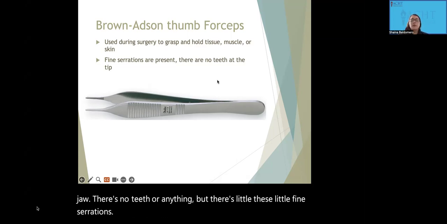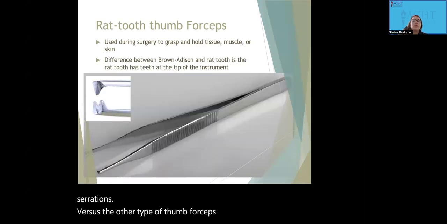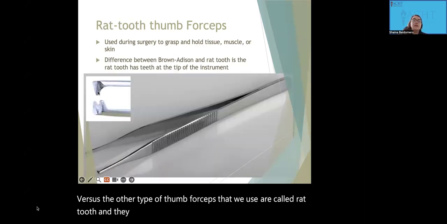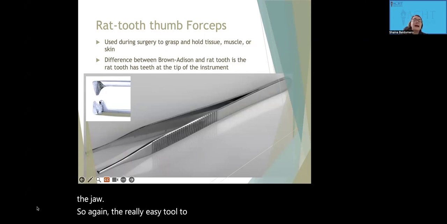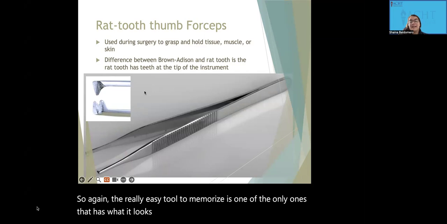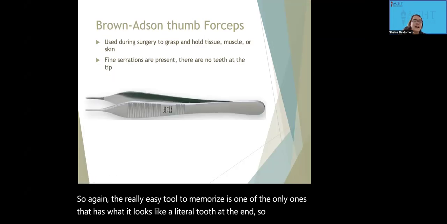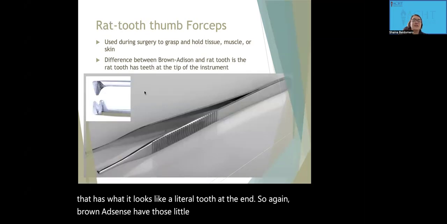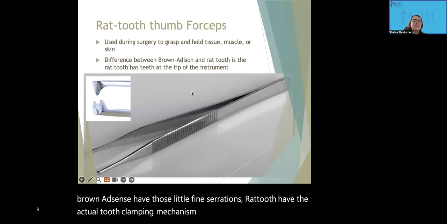Versus the other type of thumb forceps that we use, called rat tooth, which actually have what looks like a little tooth at the end of the jaw. So again, a really easy tool to memorize. It's one of the only ones that has what looks like a literal tooth at the end. So again, Brown-Adsons have those little fine serrations. Rat tooth have the actual tooth clamping mechanism at the end.